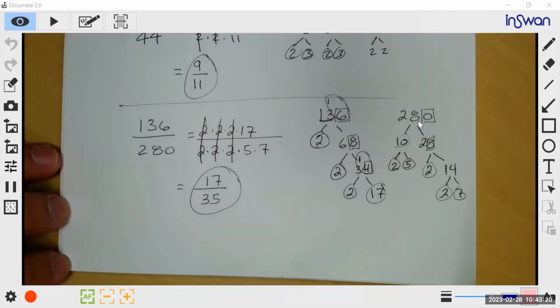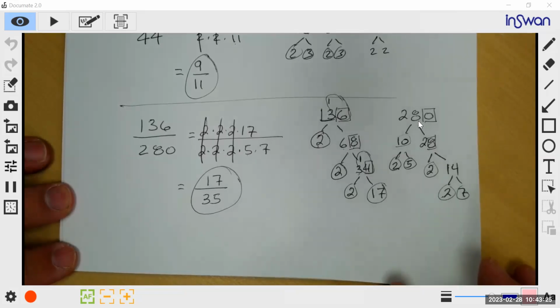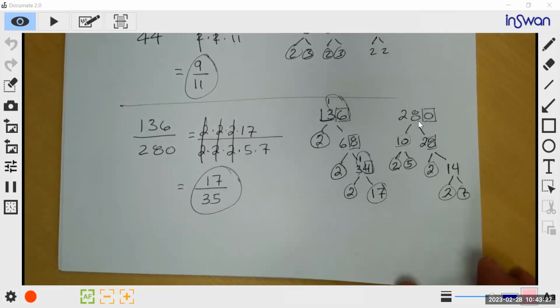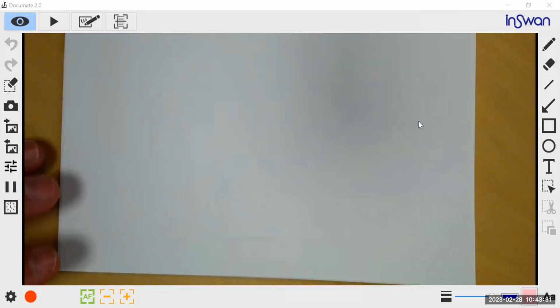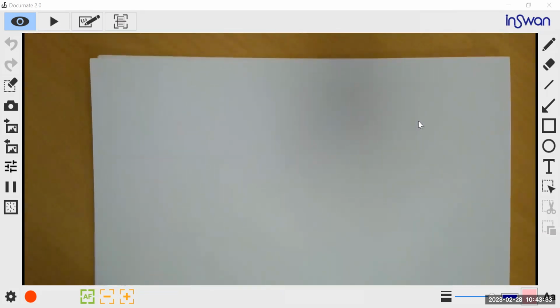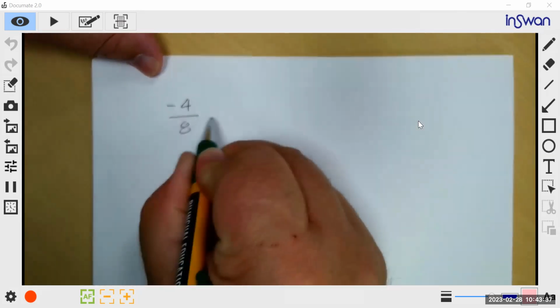And the rules of signs are the same as multiplication. If you have a fraction and you have an even number of negative signs, the answer is positive. If you have an odd number of negative signs, the answer is negative. For example, -4 over 8.